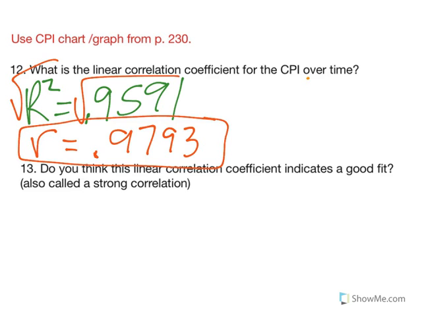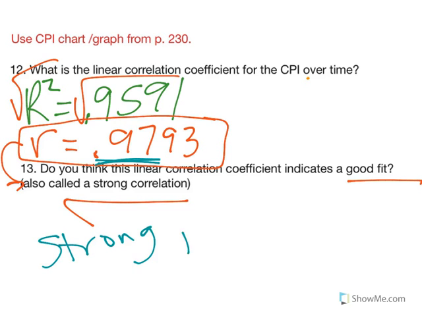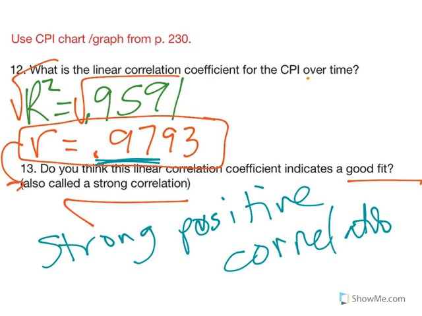They both increase. And when we look into number 13, do you think this linear correlation coefficient indicates a good fit? A good fit means we have a strong correlation. The closer this is to 1, the stronger the correlation. So if you round to 2 decimal places, you're at 0.98. That is very close to 1. And so yes, we have a strong positive correlation. That means our data is very close to being a straight line. It's not perfect, because if it's perfect it would be 1, but it's pretty close to perfect because it's 0.98. So we have a very strong positive correlation.